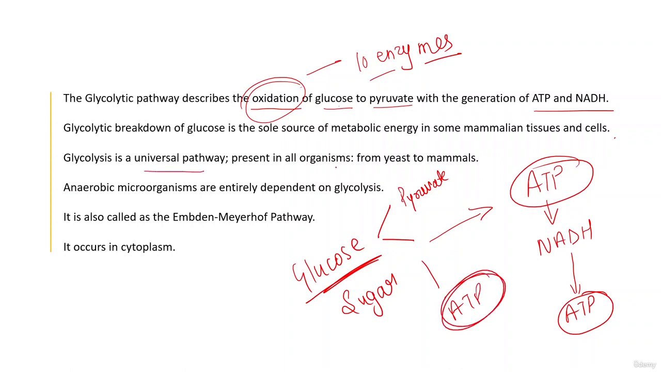Glycolysis is a universal pathway which is happening in all organisms, from yeast to mammals. Anaerobic microorganisms are entirely dependent on glycolysis, as there is no need of oxygen in the glycolysis process. It is also known as the Embden-Meyerhof pathway and it occurs in the cytoplasm. So the cytoplasm is the location where the glucose is broken down into two pyruvate molecules.